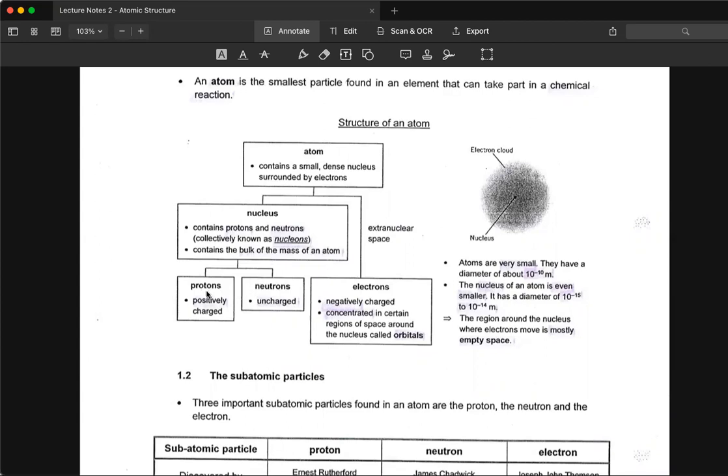The nucleus consists of protons, which are positively charged, and neutrons, which are uncharged. Electrons are found outside the nucleus, called the extranuclear space. They are negatively charged and concentrated in certain regions of space around the nucleus that we call orbitals. Atoms are very small. They only have a diameter of around 10 to the power of negative 10 meter. The nucleus of the atom is even smaller, with a diameter of only 10 to the power negative 15 to 10 to the power negative 14 meter. And the region around the nucleus where electrons move is mostly empty space.